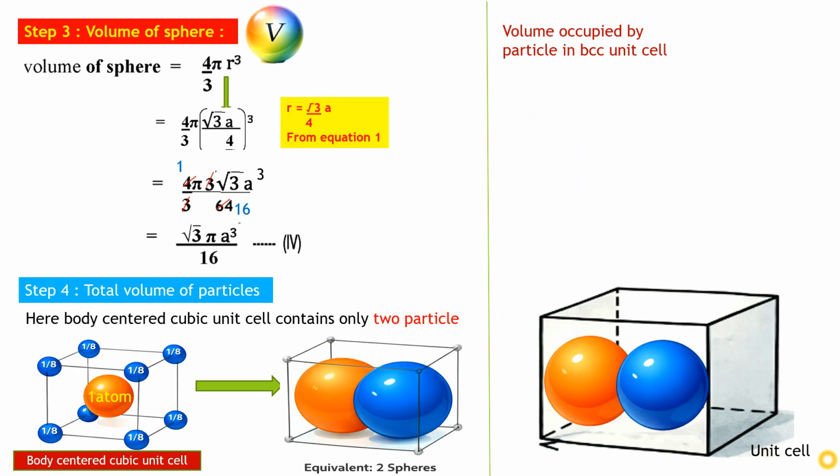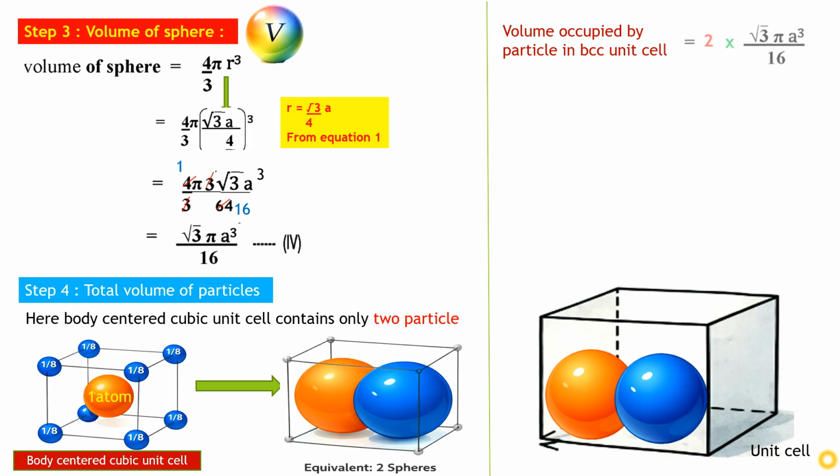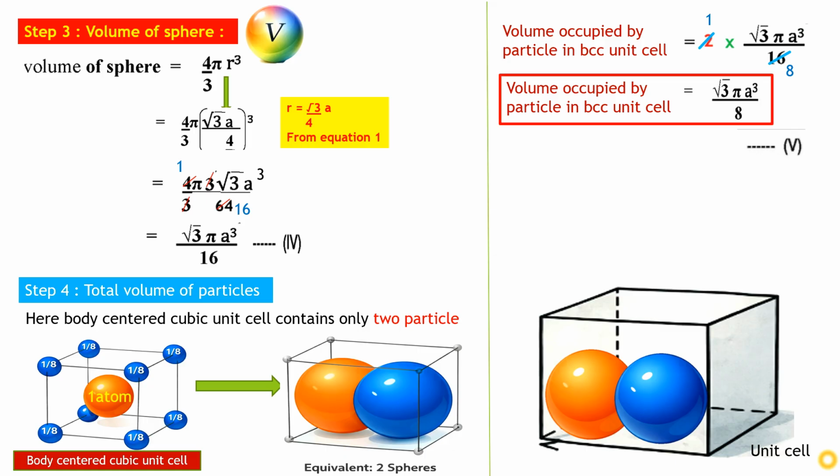So the volume occupied by particles in the BCC unit cell is equal to 2 multiplied by root 3 pi a cube divided by 16. Volume occupied by particles in the BCC unit cell is equal to root 3 pi a cube by 8. Let this be equation 5.